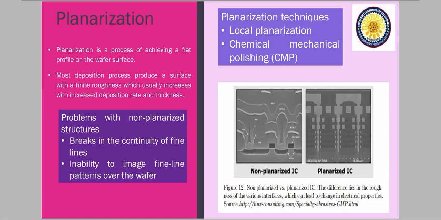The starting material for a microcircuit should ideally be flat. However, the process of circuit fabrication, which includes the growth or deposition of both insulating and conducting materials, results in non-planar structures, as you can see here in the diagram, as the wafer proceeds towards the metallization stage. Metallization is basically 3 or 4 stages, so it has to be really flat. There are problems associated with non-planarized structures. If it is not very flat, what should be the probable problems? It breaks the continuity of the fine lines.